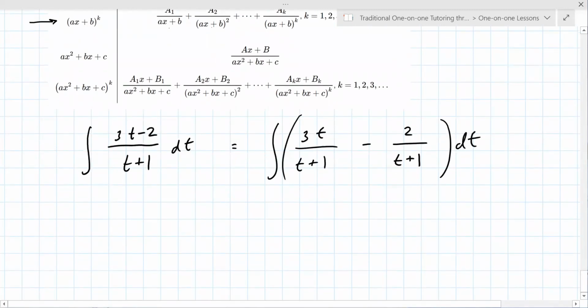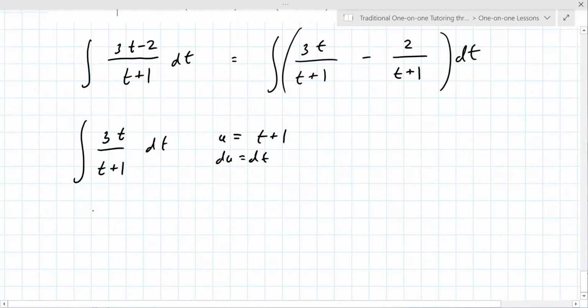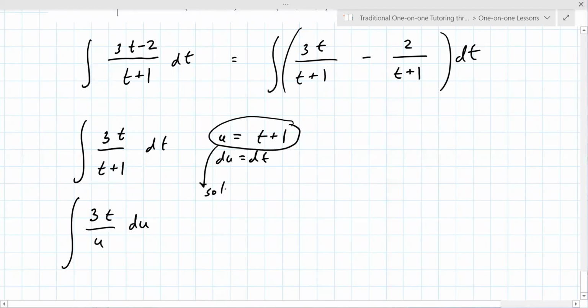Okay. So this one on the left is the tricky one. The one on the right here, I think probably could see that it's natural log absolute value t plus 1. This one on the left here, so let me just write it out. Integral 3t over t plus 1. If you make your u t plus 1, your du is dt, and you end up with this 3t over u times du. And you're like, hey, that doesn't work. You're right, but you can actually solve this for t.